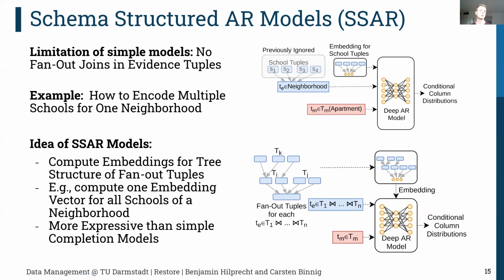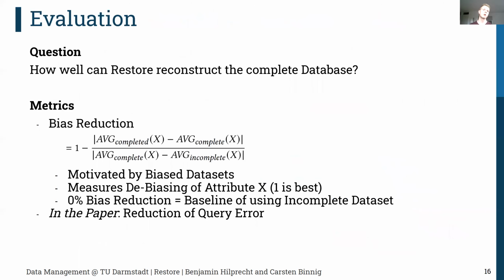And this is much more expressive than simple completion models, and thus also gives us more accurate completions. In the evaluation, we wondered whether ReStore can reconstruct the complete database. And as metrics, we considered first the bias reduction. And this is motivated by biased data sets. It measures how well we can debias a certain attribute X.